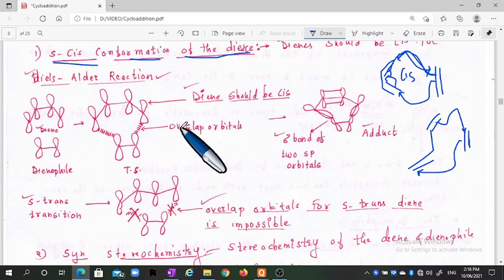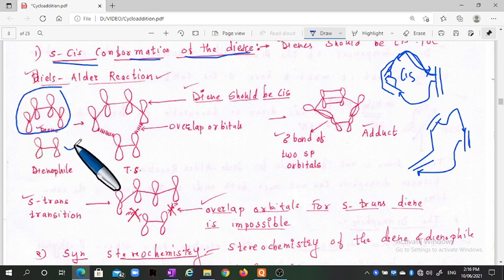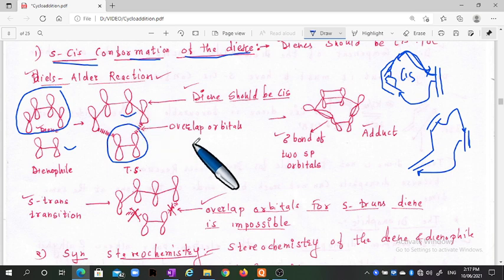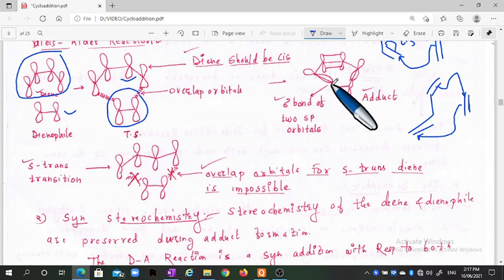By orbitals we can show it like this. This is the diene system and its orbitals, and this is the dienophile and its orbitals. If it is a cis arrangement, it overlaps easily. Due to the cis arrangement, our dienophile easily reacts with this. These are the new sigma bonds. Already we have discussed that two new sigma bonds are formed due to the overlap of pi orbitals.